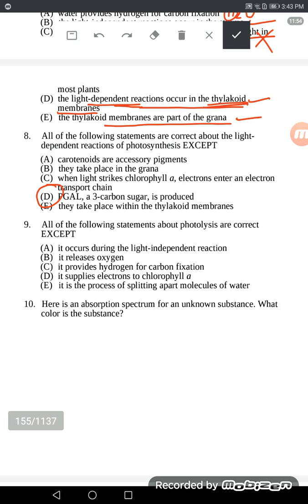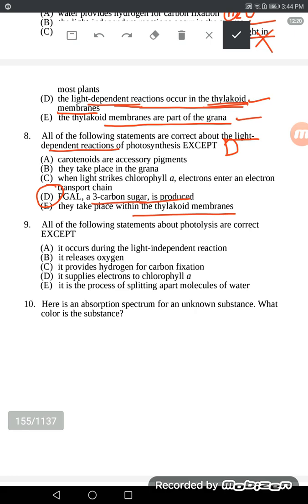Okay, and E says they take place within the thylakoid membrane. Yes, we agree with this. It takes place in the thylakoid membrane. So the answer for the question is D. The 3-carbon sugar is produced during the light-independent reaction, not the light-dependent reaction.